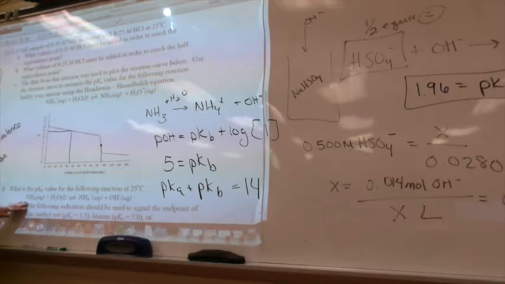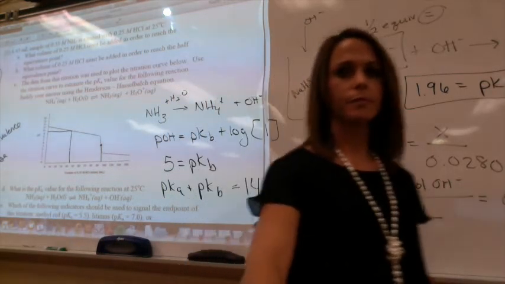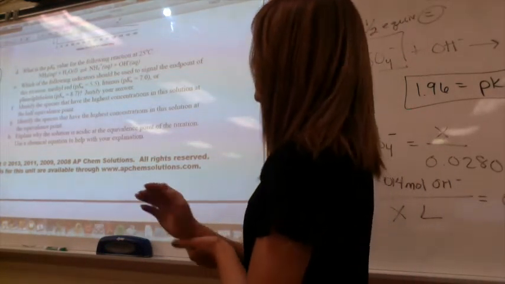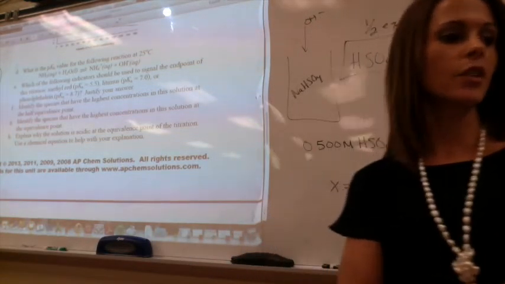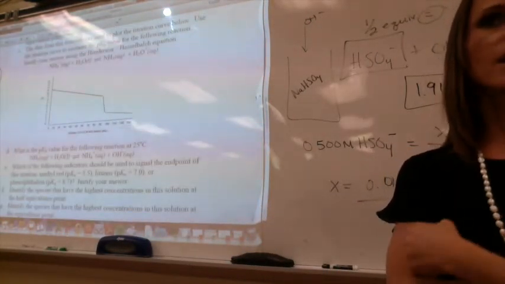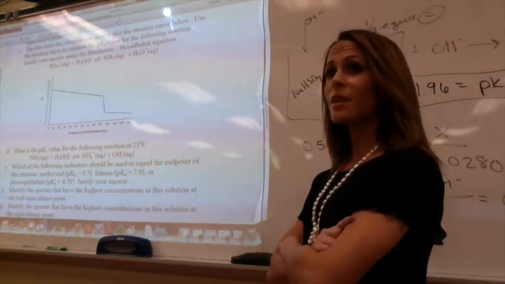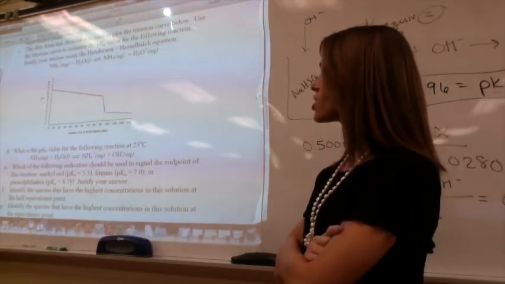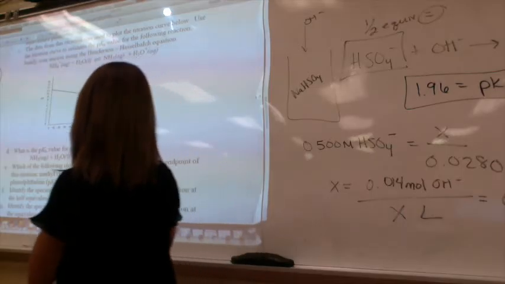And then my part D would have asked you to find the pKa, just because that logically makes more sense for this titration. So then the next part says, which of the following indicators should be used to signal the endpoint of this titration? Let's look at the titration again. We want our indicator's pKa value to be the same or as close as possible to the pH at the equivalence point.